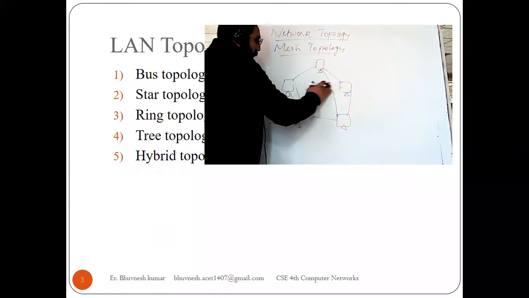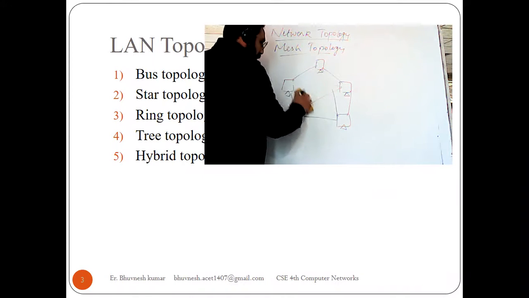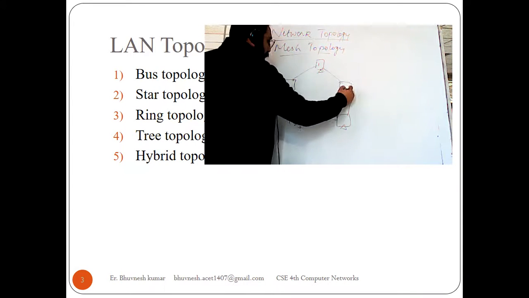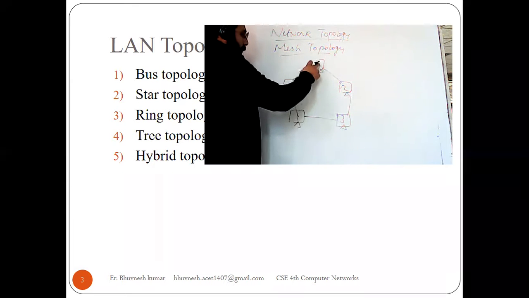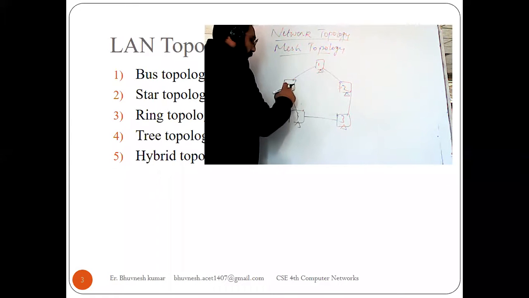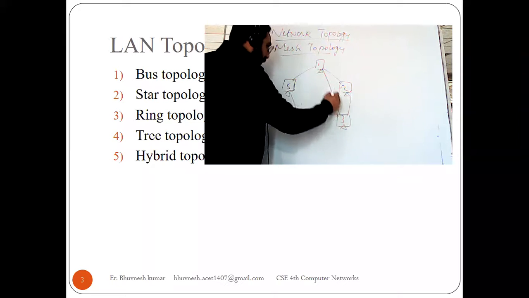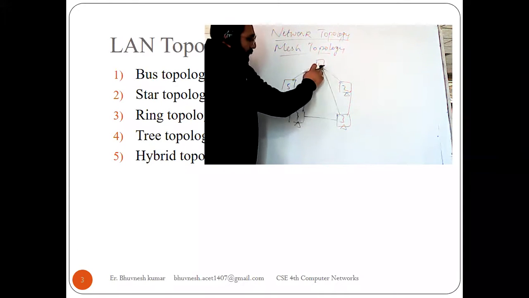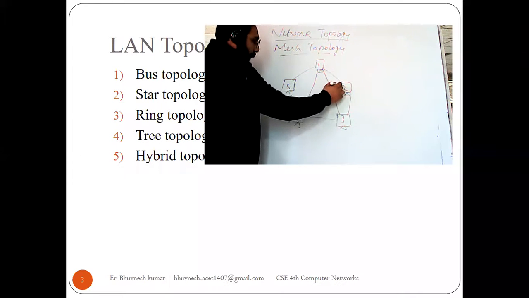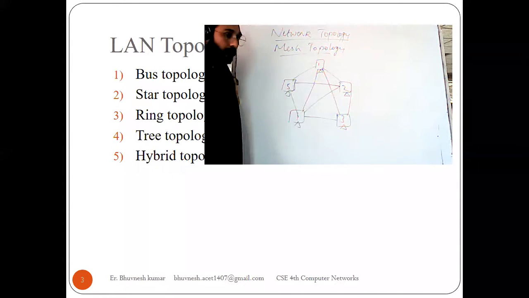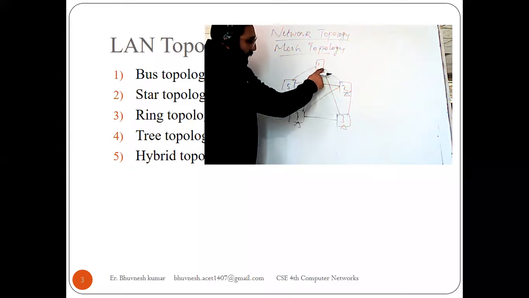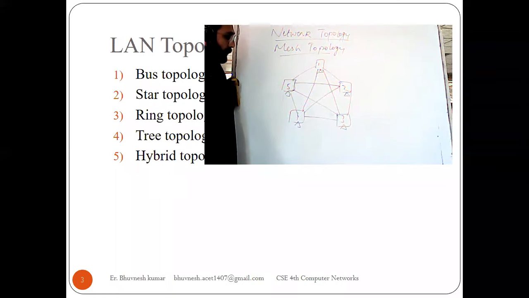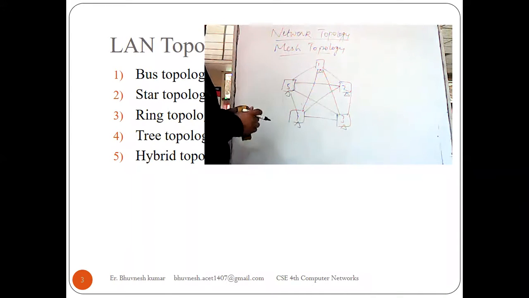If I say, this is PC 1, 2, 3, 4, 5. One is connected with 2, with 5, and also with 3 as well as 4. Then 2 is already connected with 1, 2 is connected with 3, and it is also connected with 5 and 4. 3 is connected with 1, with 2, with 4, and also with 5. And this is your mesh.